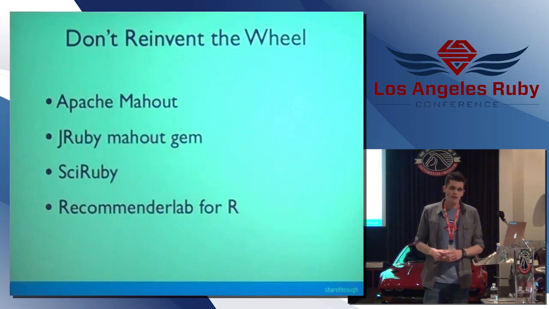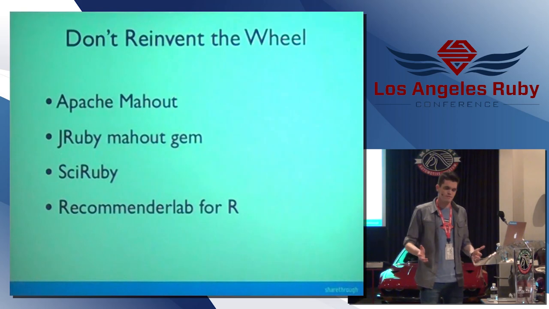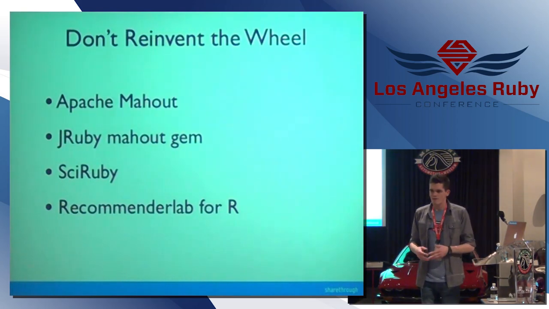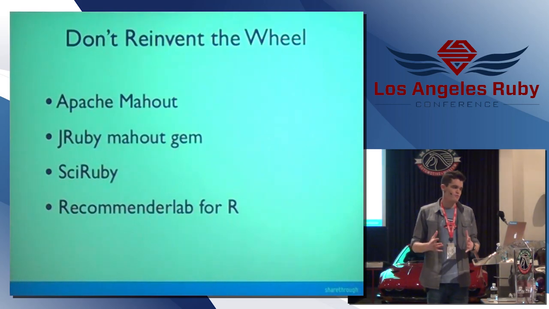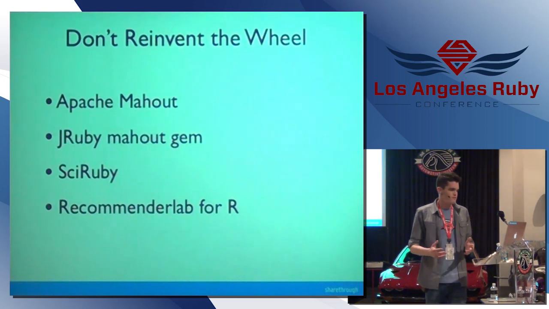on Hadoop. Now, if you're in the Ruby community, clearly you don't want to use raw Mahout because that's Java, and nobody wants to write Java. But it turns out some Ruby developers have written a nice wrapper around Apache Mahout called JRuby Mahout. There's a couple of good blog posts that described it, so you can just do that.